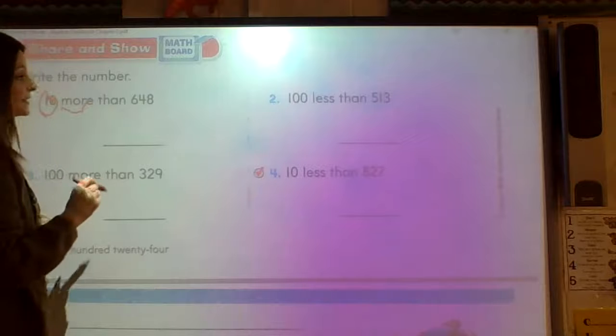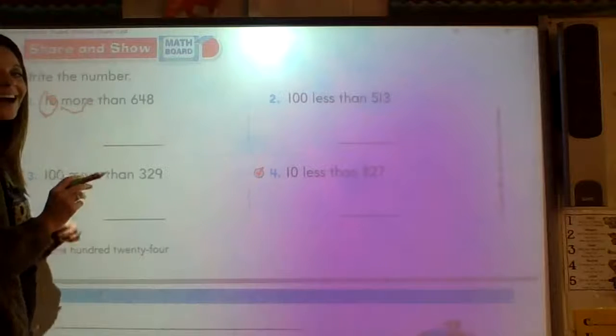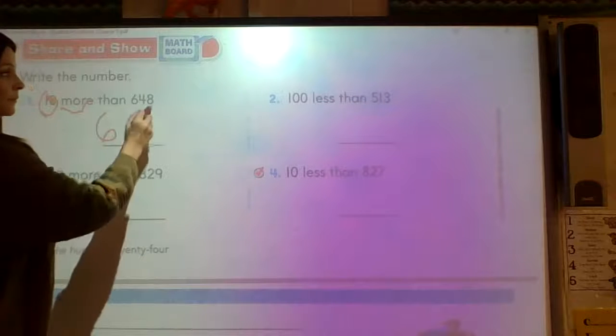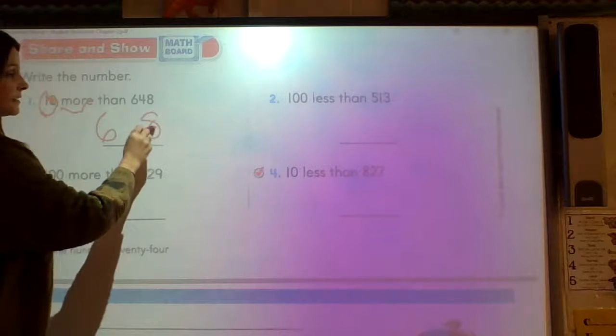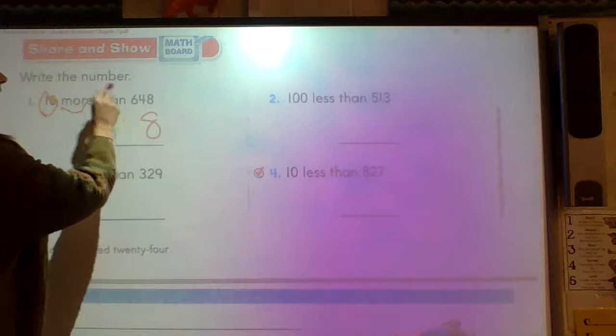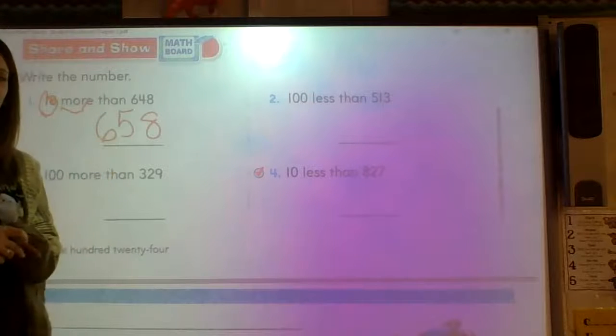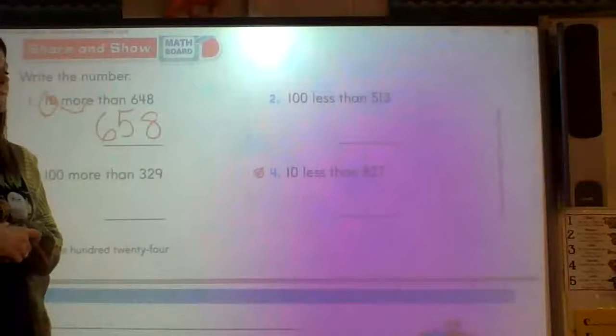So if we're looking at 10 more, I know that my hundreds are going to be a 6 still. My ones are still going to be an 8. But my 4 needs to go up 1. So it will go to 5. 658.